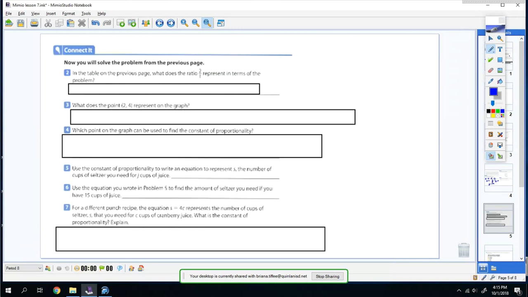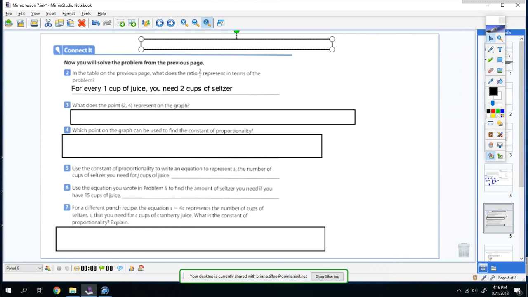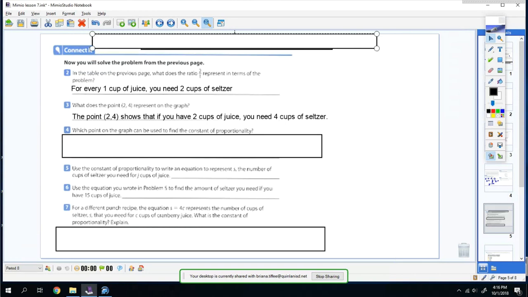Okay, in the table on the previous page, what does 2 over 1 represent in terms of the problem? It represents for every 1 cup of juice, you need 2 cups of seltzer, hence 2/1. What does the (2, 4) represent in the graph? It will represent 2 cups of juice, 4 cups of seltzer.